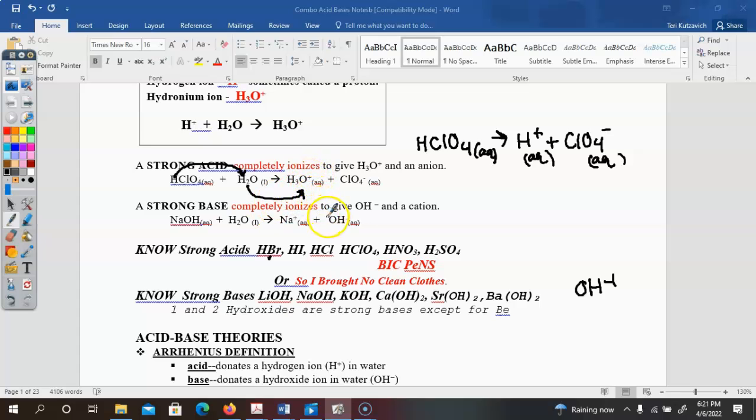Strong bases completely ionize to give the hydroxide ion. So you have NaOH, and it just decomposes into Na+ plus OH-. You don't have to worry about the water here. I just have it written. So it's similar to the strong acid equation. A lot of the time you won't have that written there. Notice that these arrows are going directly to the products because they ionize 100%. That's going to come in more handy when we do weak acids because they do not ionize 100%.